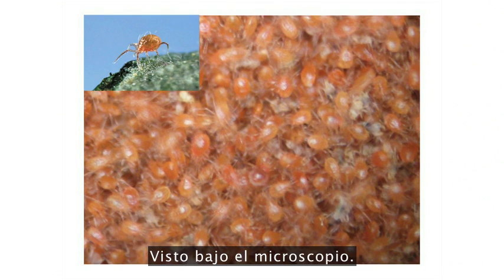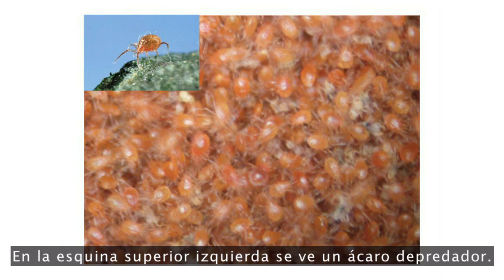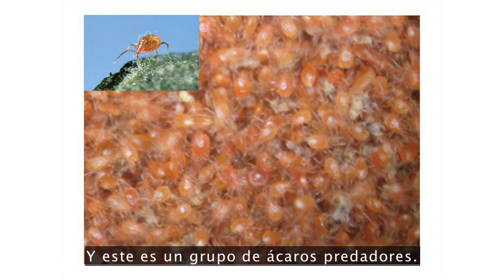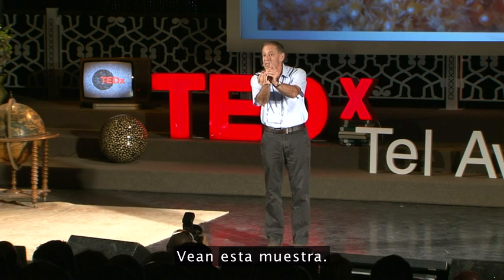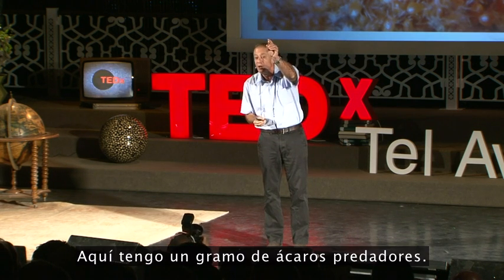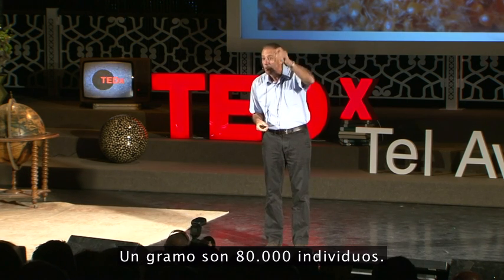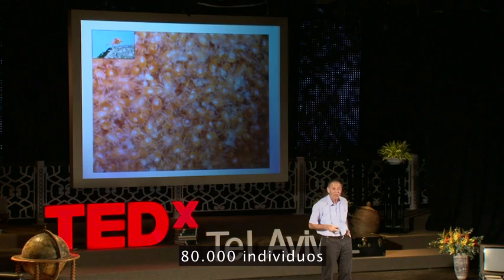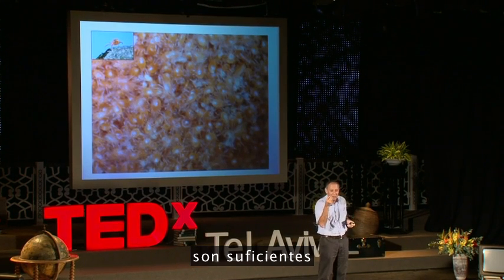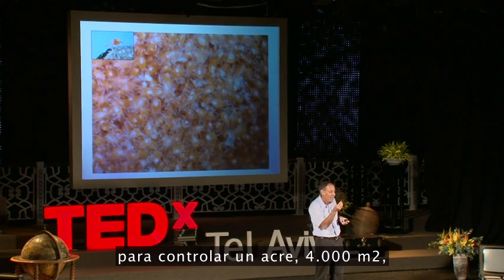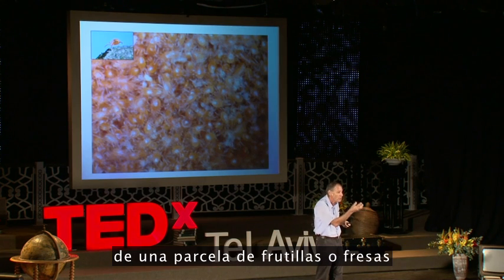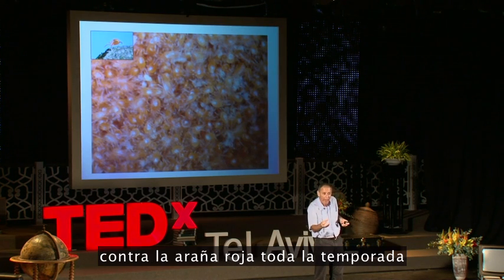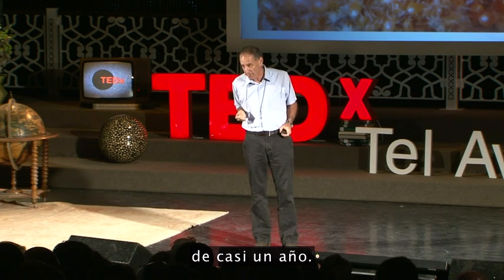You see under a microscope, in the upper left corner, a single predatory mite, and this is a whole bunch of predatory mites. You see in this ampoule, you see this one. I have 1 gram of those predatory mites. 1 gram, 80,000 individuals. 80,000 individuals are good enough to control 1 acre, 4,000 square meters of a strawberry plot against spider mites for the whole season of almost 1 year.